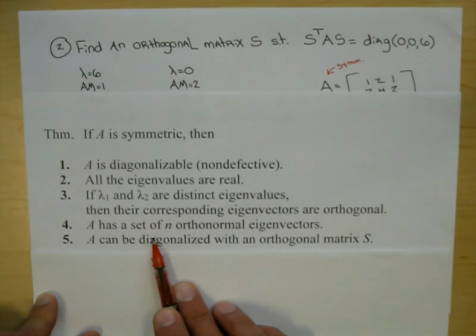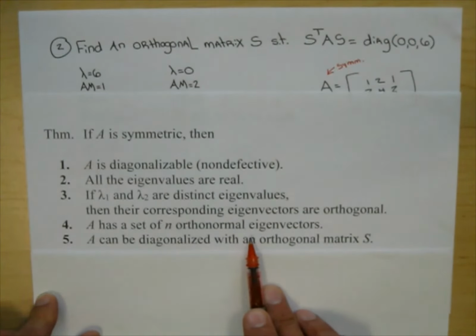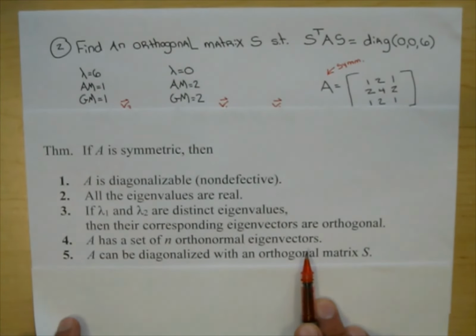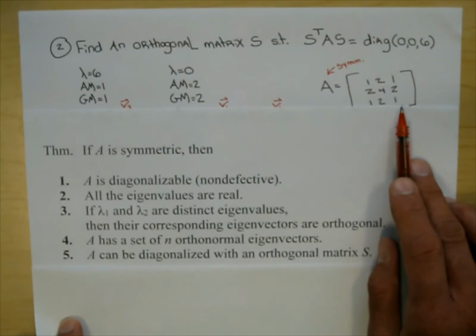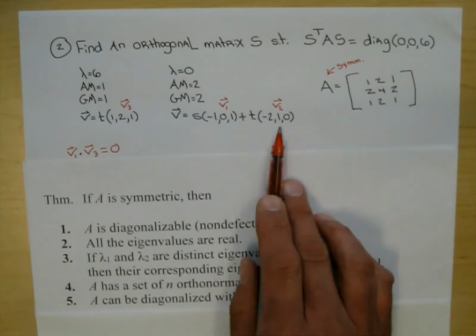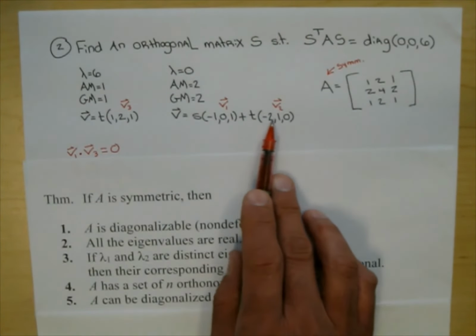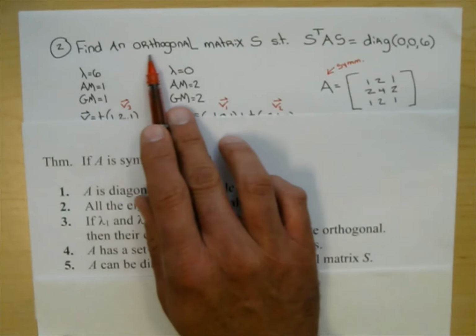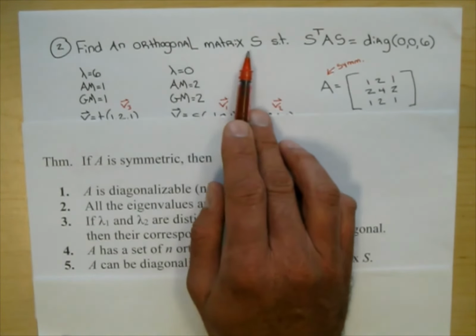A has a set of n orthonormal eigenvectors. Okay, so in our case we have a 3 by 3 matrix. We have a set of 3 orthonormal eigenvectors. And we don't have that yet because these guys do not have a dot product of 0. A can be diagonalized with an orthogonal matrix S. And that is what they're asking us to do. Find an orthogonal matrix S.